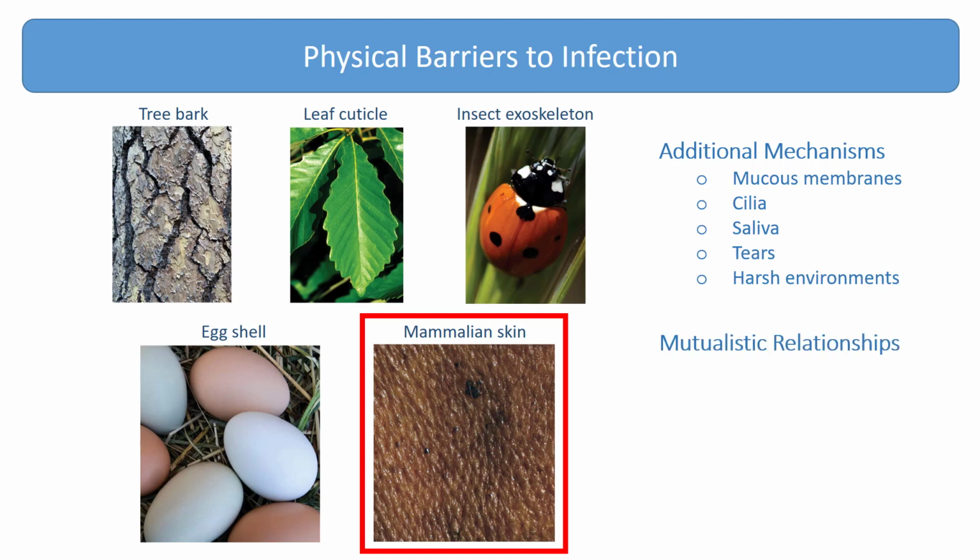Non-pathogenic organisms in the skin and mucous membranes, in some cases, provide protection against harmful pathogens by competing with them for food and space. They may also maintain health in other ways, such as by aiding digestion. We live in a mutualistic relationship with these organisms.